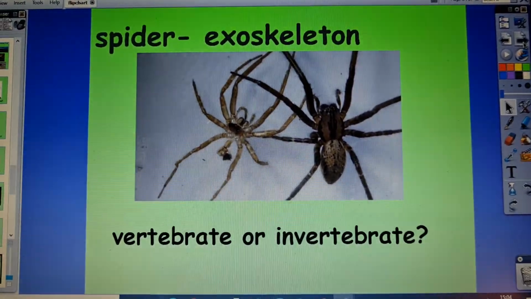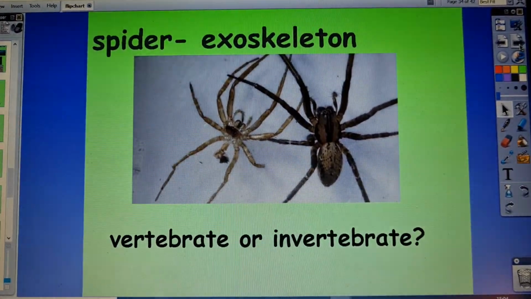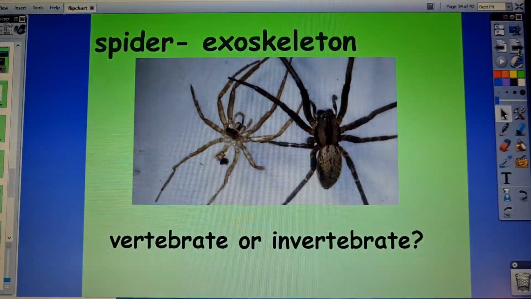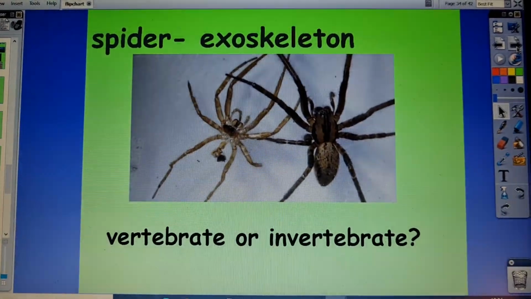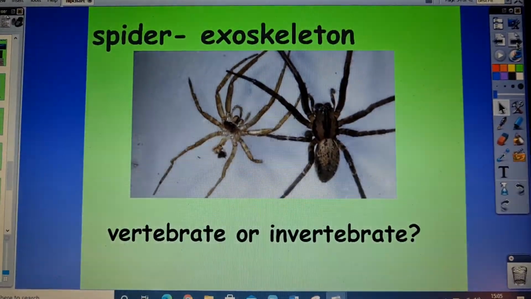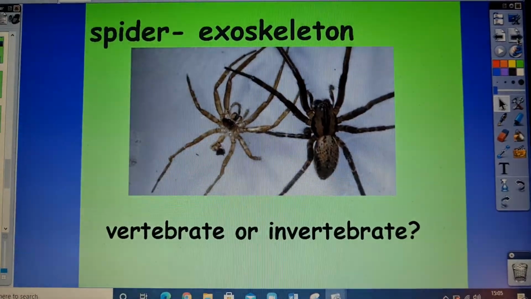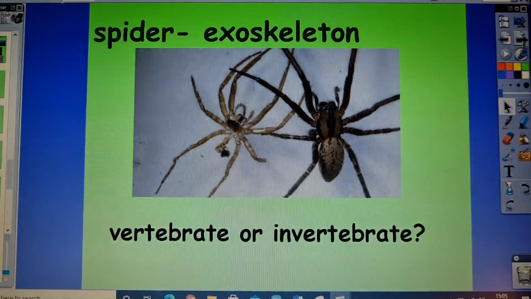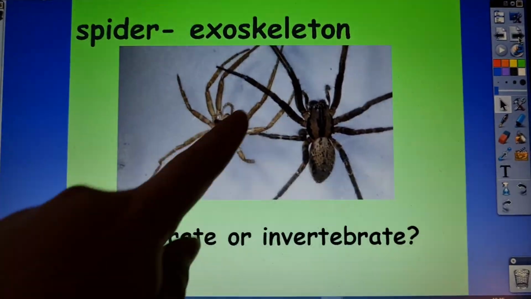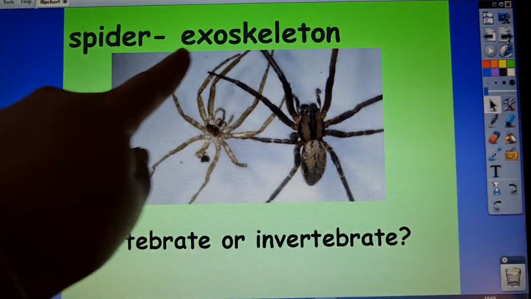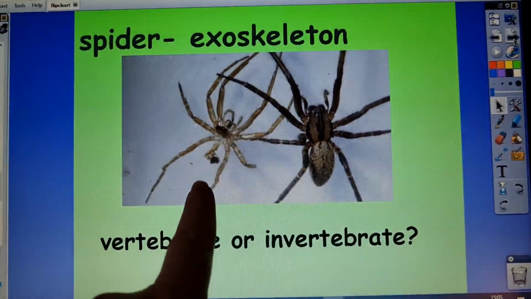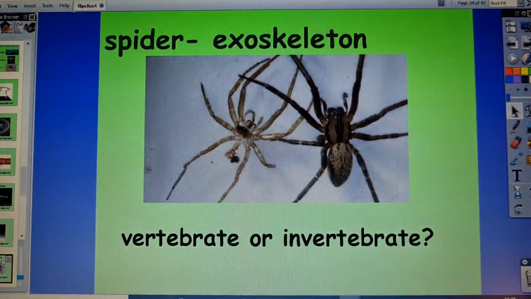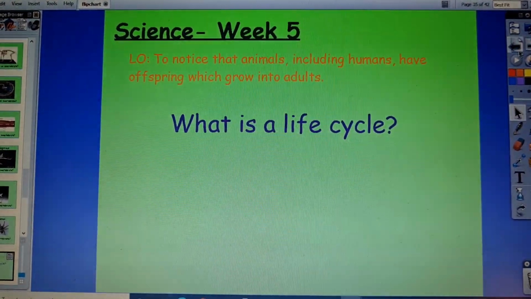Next, we've got a spider. So is a spider a vertebrate or an invertebrate? So a spider is an invertebrate. It doesn't have a skeleton inside it, but instead it's got something called an exoskeleton, which means that it's basically got a skeleton on the outside of its body. And every so often, spiders shed their skin. So here is the exoskeleton of a spider. So this spider has shed its skin, and that is the exoskeleton. Good job.